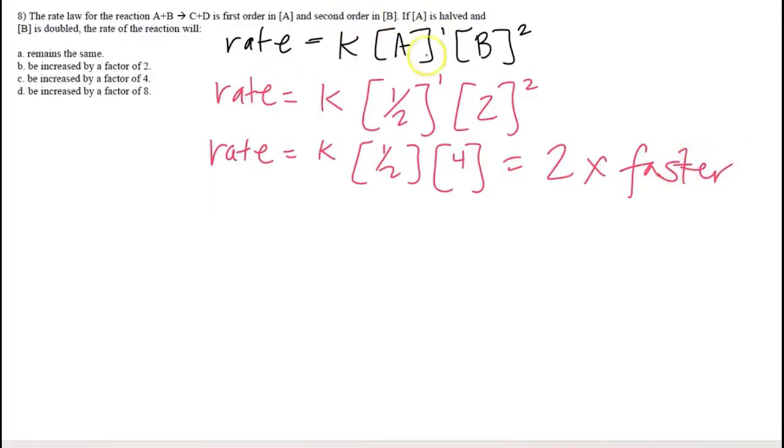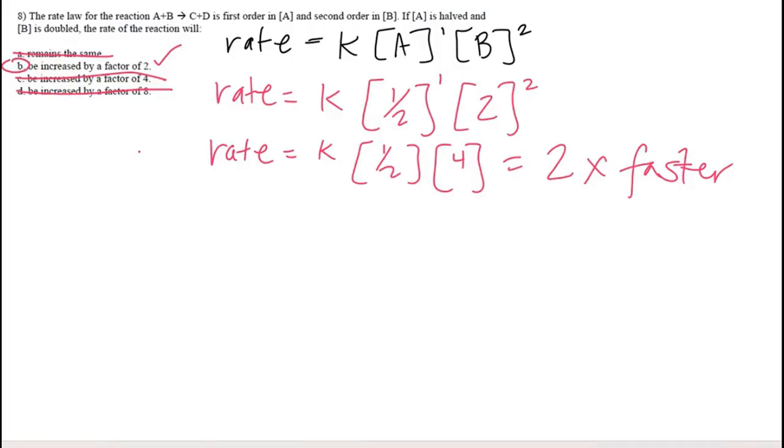So when A is halved and B is doubled, based on the reaction orders that were given, this rate should be 2 times faster. You see, I didn't focus on the constant because they're not asking about the constant, right? And it's a constant, it shouldn't change. So when you're looking at your answer choice, you're saying it should be 2 times faster. Remains the same? No, that wouldn't be working. Would be increased by a factor of 2? Yes, we know that to be true. Would be increased by a factor of 4? No, that's not true. Increased by a factor of 8? No, that's not true. Well, the only answer here to choose would be letter B.